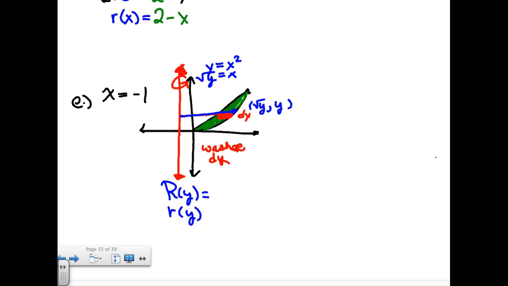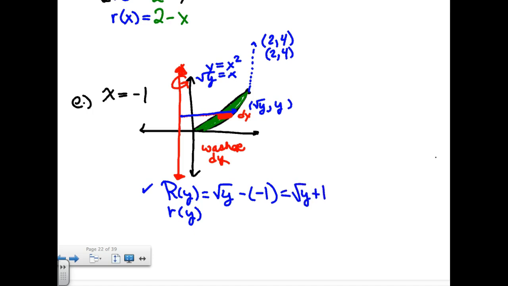If that confuses you, think about if this curve kept going, it would have the point 2 comma 2 squared on it. Well, it also has the point 4 comma square root of 4 on it, if you talk about it in terms of y being the independent variable. So my big radius is the distance from the axis of rotation to the outer edge of the curve. It's going to be right minus left, and the left one in this case is -1. So it's going to be root y plus 1.